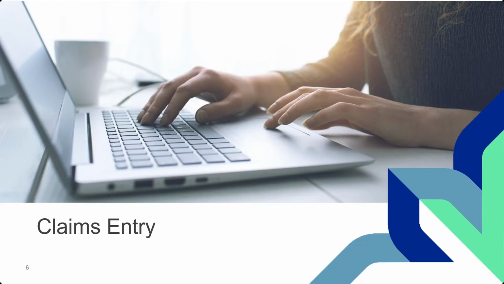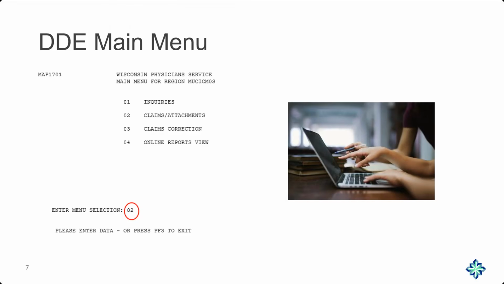So to get into the place where we can begin to enter a claim in DDE, we're going to start with the DDE main menu. Its purpose is to provide navigation in the DDE system, so it all starts here. One thing I want to point out, if you're not familiar, is that every screen in DDE is referred to or named by a map number in the top left field. The main menu is MAP or map 1701.